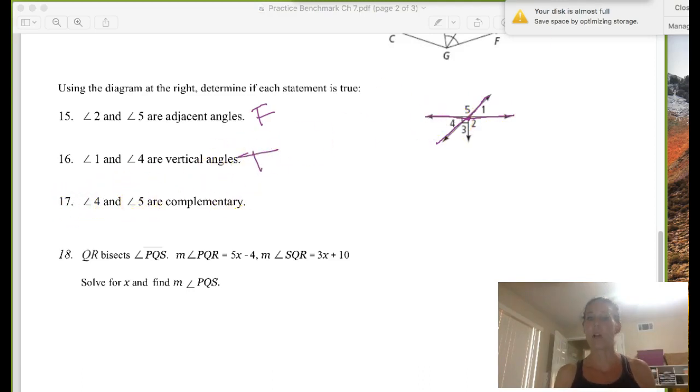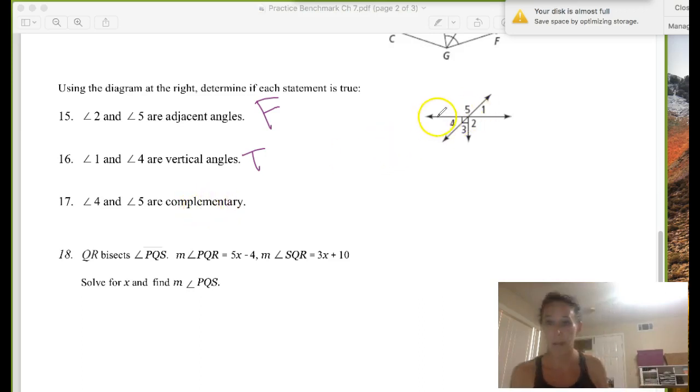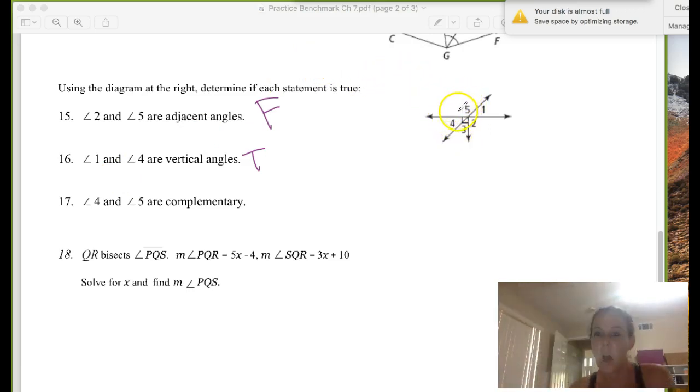Angle 4 and 5 are complementary. Remember what complementary and supplementary mean, okay? Complementary means they add to be 90. Supplementary means they add to be 180, which is a whole line. So let's look at angle 4 and angle 5. Are they complementary? Well, angle 4 and angle 5, if you look at it this way, they add up to be a whole line. So they would be supplementary, not complementary. 3 and 4 would be complementary because they make 90, but not 4 and 5. So that would be false. All right, there we go.